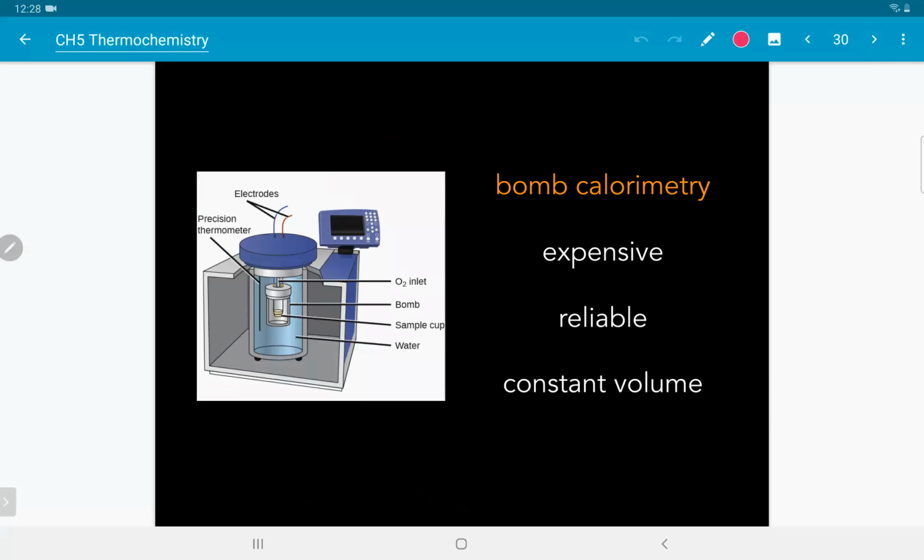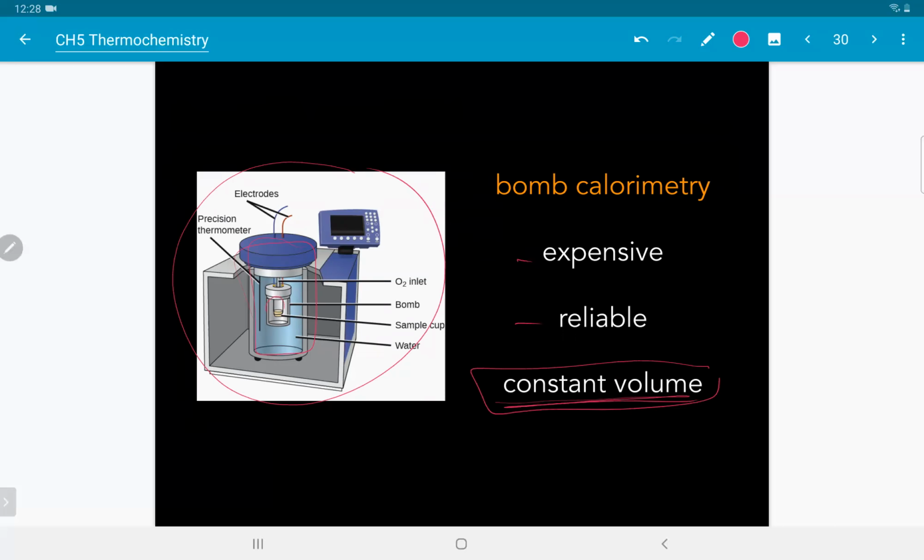All right, I think we're almost to our last example here, which is the bomb calorimeter. So that was that really fancy one. It's expensive, reliable. This one is at constant volume, okay? So I'd like for you to know that. So bomb calorimeters, because of the way they're assembled, which there's a video on the next slide for you to watch, are always going to be under constant volume.